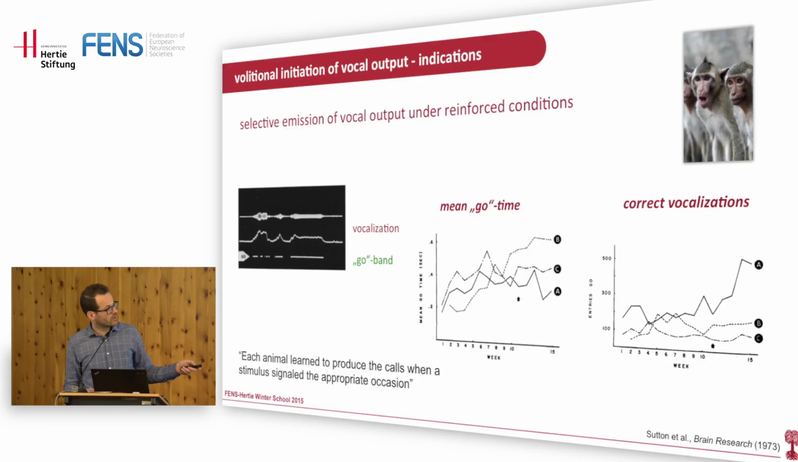One monkey, who was already vocalizing a lot at the beginning, around 150 vocalizations, went up to 500 vocalizations per session. Another monkey went up to 200, so also increased the behavior significantly. Another animal didn't really; it was quite ambiguous, first increasing and then decreasing again, so probably it didn't know what to do exactly. And then they concluded that each animal learned to produce the calls when a stimulus signaled the appropriate occasion, so that they really know when they have to produce the vocalization.